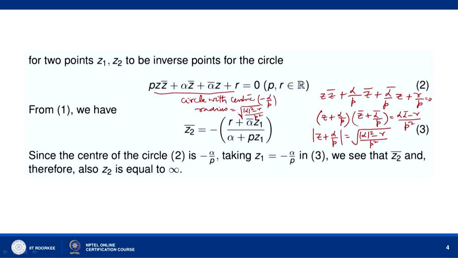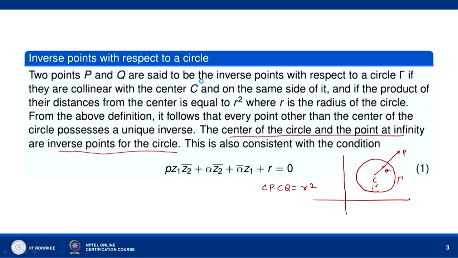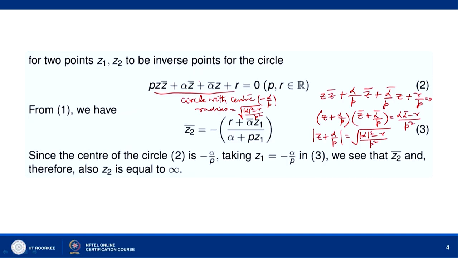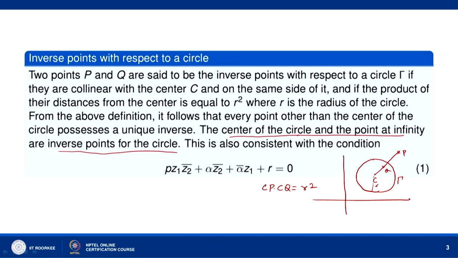Okay, so for this circle, if we want z1 and z2 to be inverse points, then the condition is this one. This is the condition we are going to prove, that this is the condition for z1, z2 to be inverse points of this circle. Now let us assume for the time being that for z1, z2 to be inverse points of this circle, the condition is this.